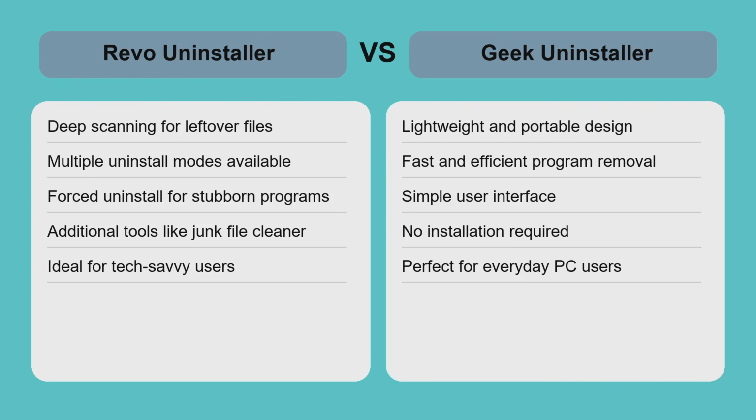In real-world use, Revo is better suited for maintaining a clean system over time, while Geek is great for fast, occasional uninstallations. Choosing between them depends on whether you value comprehensive cleanup or ease of use and portability.